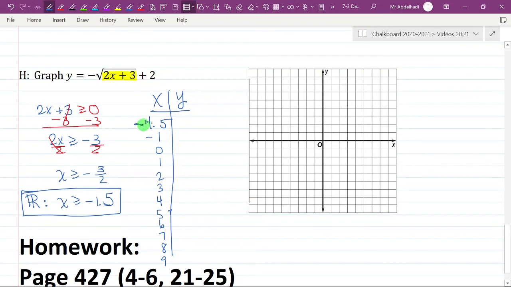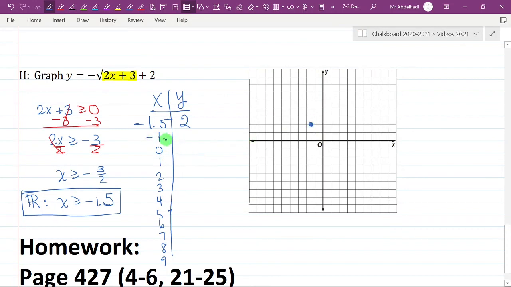So, -1.5 is the starting point. If you put a -1.5 in here, 2 times -1.5 is -3. -3 plus 3 is 0. So this whole thing becomes a 0 plus 2 is 2. So that's my starting point right there, -1.5, comma 2. That's where this thing is going to start. Now from there, let's see which way it goes.